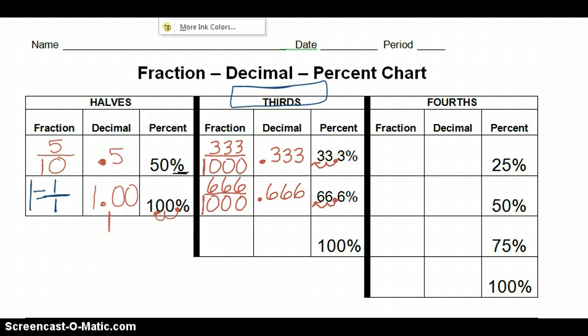And 100%, you already have an example of that. 100% became 1 with a decimal behind it, and we don't even need that decimal. We could just write a 1. And as a fraction, it is also just 1.